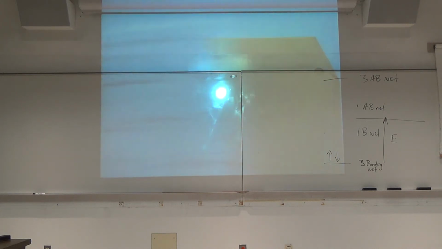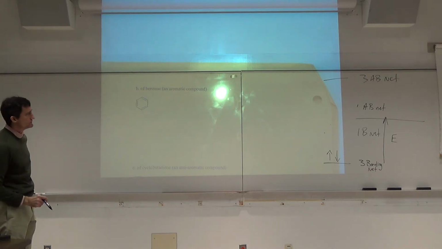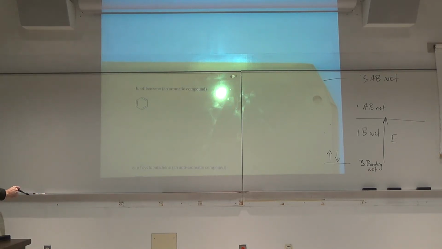Let's try one for benzene, though. Let me start by drawing here. We're dealing with p orbitals. We got 6. Pretend there's p orbitals all there. I'm going to draw the phase. What's the best way these 6 could combine? All plus.